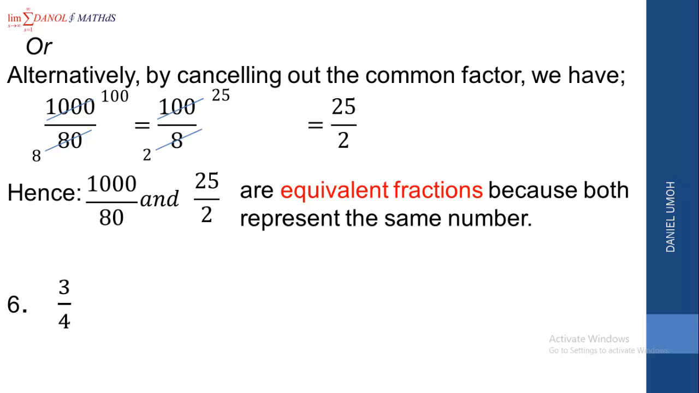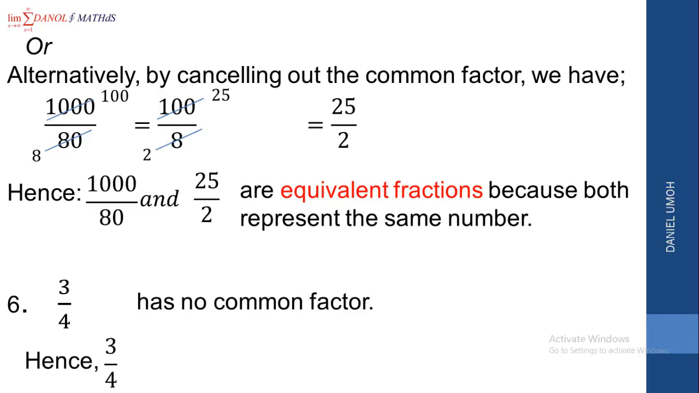Okay, let's look at the last example, 3 over 4. Now, if you look at this 3 over 4, it has no common factor. So what does this mean? It means that 3 over 4 is already in its lowest term. So anytime you encounter a fraction like this and you check for its common factor, you discover that it has no common factor. It therefore means that that fraction is already in its lowest term.